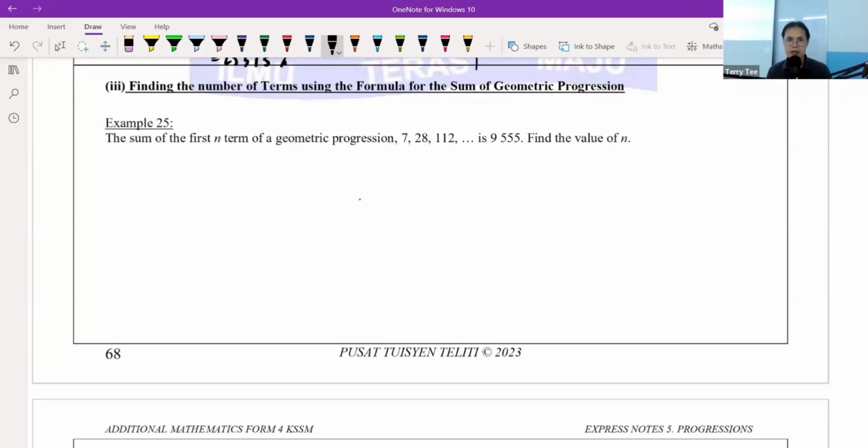Now, the sum of the first n terms of the geometric progression is given as this, 9,555. Yeah. So I know my first term A is 7. My common ratio is 28 divided by 7, which is 4. And my Sn is 9,555. So let's use the formula A(R^n minus 1) over R minus 1.